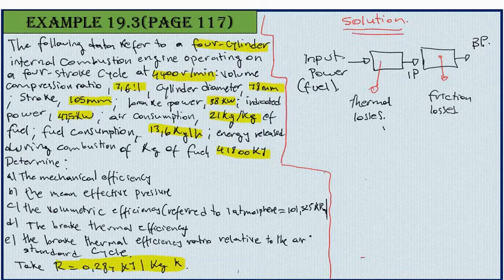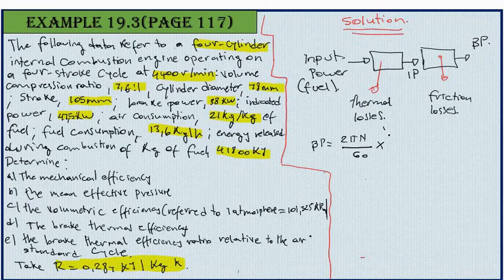Now, how to determine the brake power? To determine the brake power, we need the torque and the rotational speed. The brake power is given by 2 pi N over 60 multiplied by the torque, that is the torque collected at the shaft of the engine.